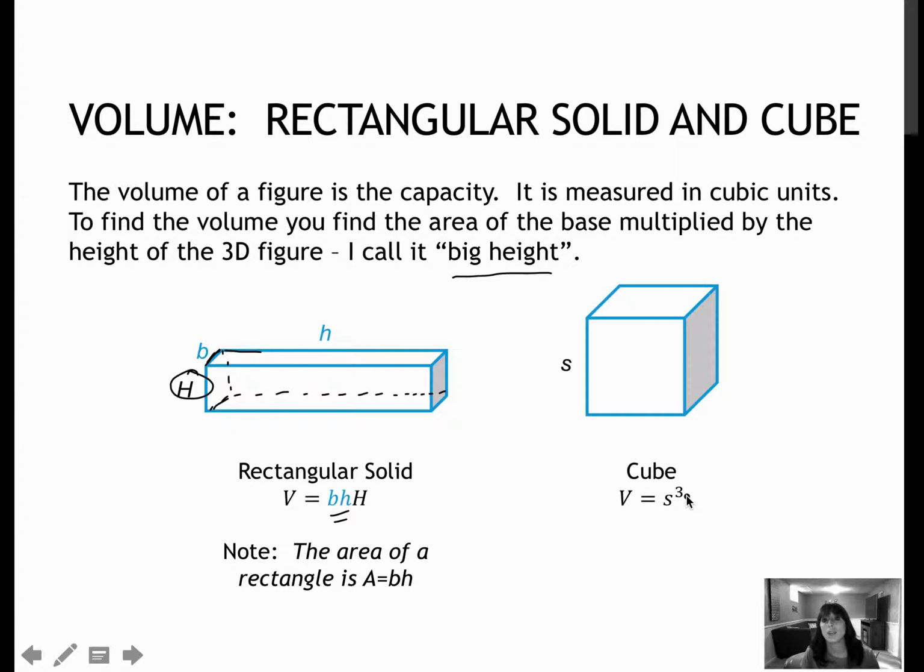Same thing with a cube. Now a cube, I have all equal sides. I'm still finding the base of the figure, which is side times side, and then big height would be another side. So it's really side times side times side.